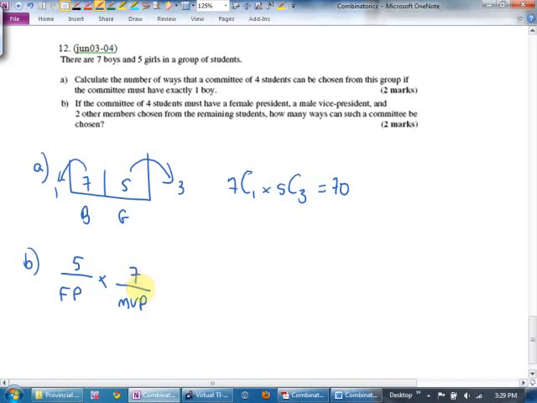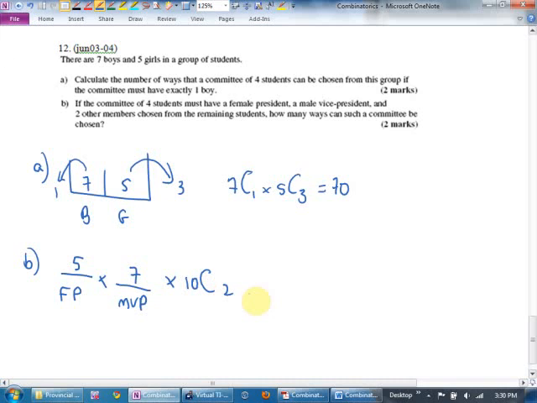And then they say two others from the remaining. Does order matter for those remaining two others? Does gender matter for those remaining two others? So we started out with 12 students. We've picked two of them. I think now it's going to be from the 10 remaining. Just choose any two. I think that's how I would do that one. Does that make sense? That's considered a fairly tricky question, by the way.